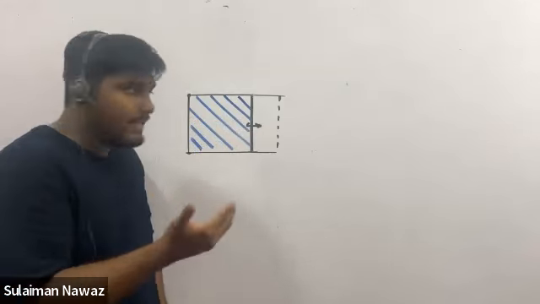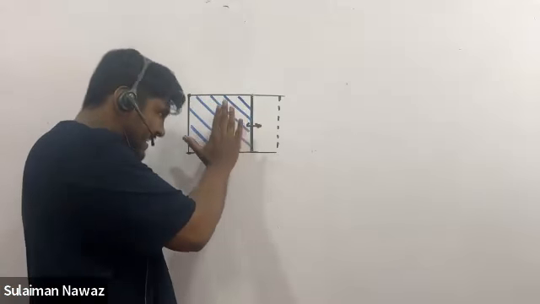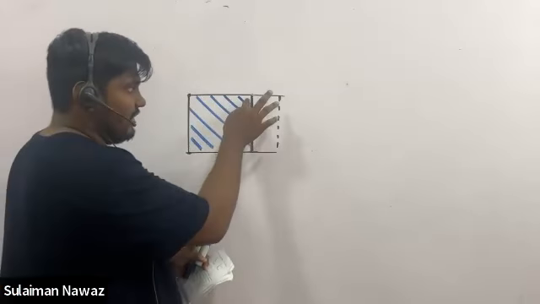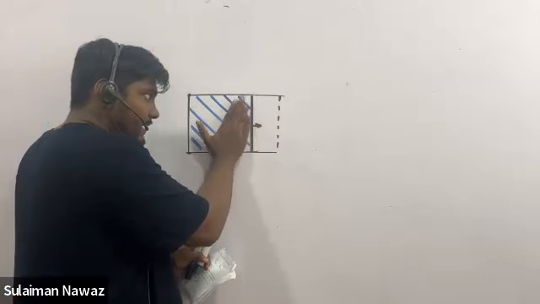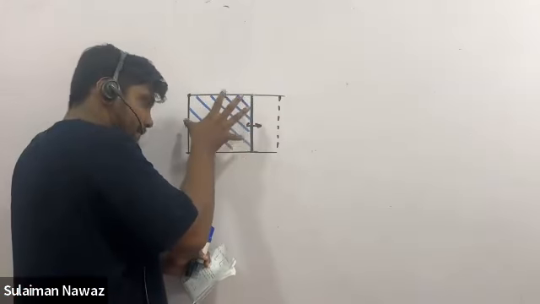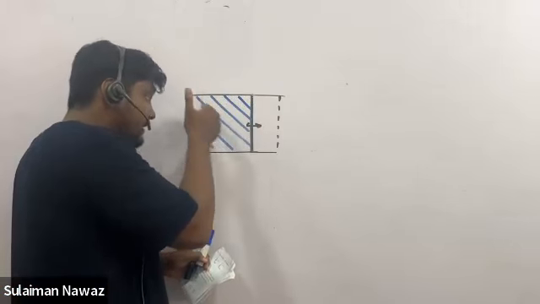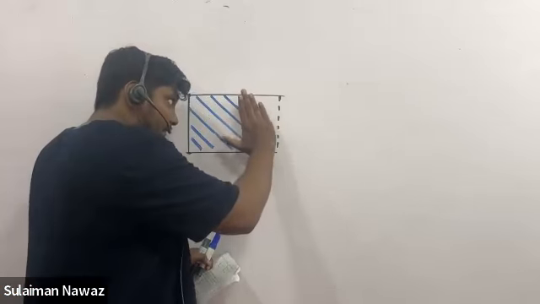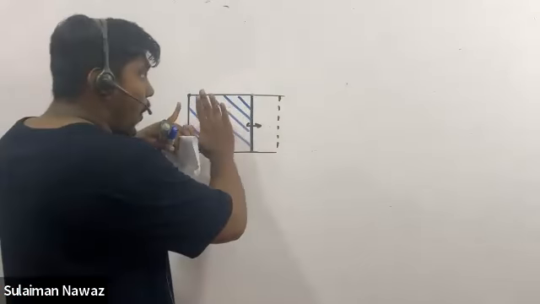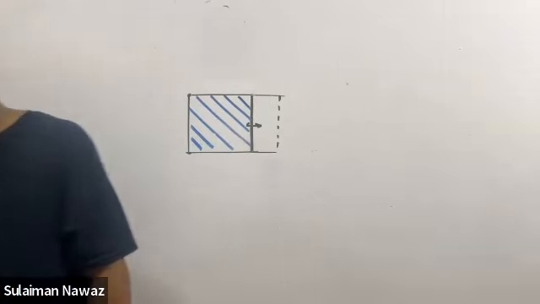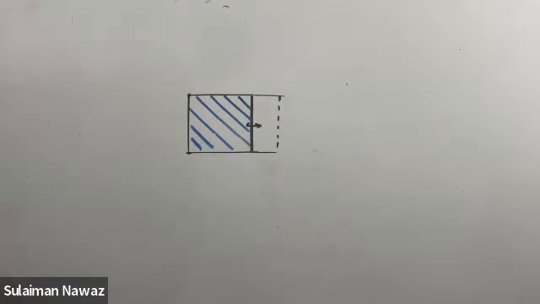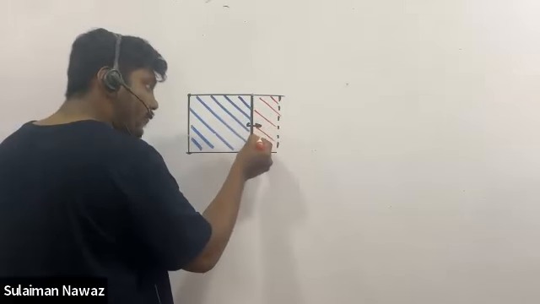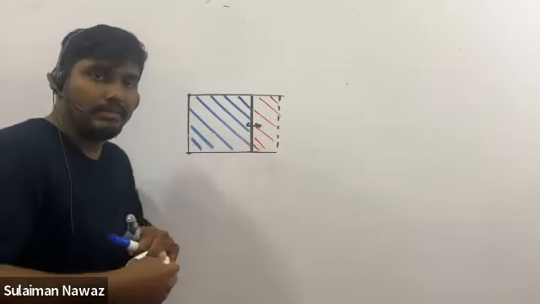Then you could see that this soap film's surface area is increasing, right? Initially the surface area of the film is represented by this black, this blue color lines. Suppose you shifted this wire from this location, now the total area of the soap film will be this blue color plus this red color area.